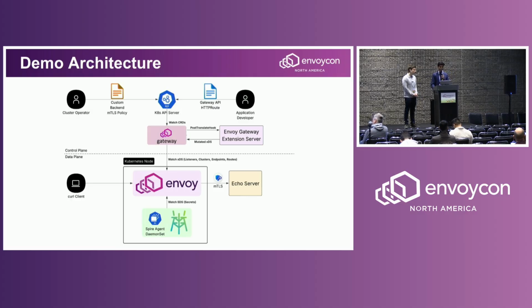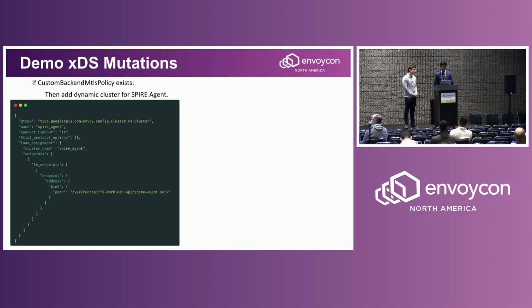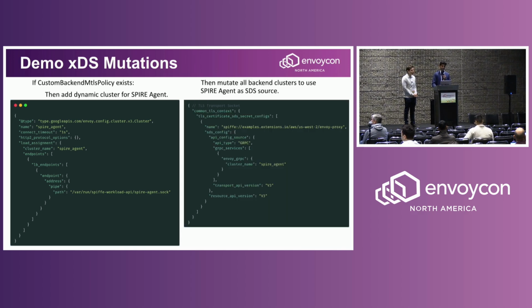Now, before we dive into the demo, let's understand the actual mutations. They're actually fairly straightforward. They're both on the cluster config. The first mutation we're going to code is if the policy exists, then we're going to add in this hard-coded cluster for SPIRE agent. So we're just hard-coding in the SPIRE agent UDS path.